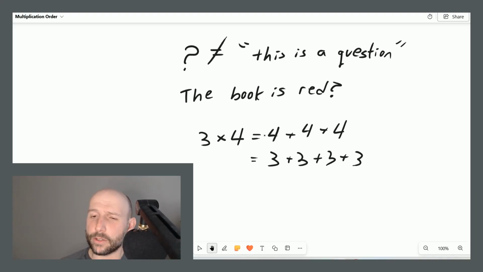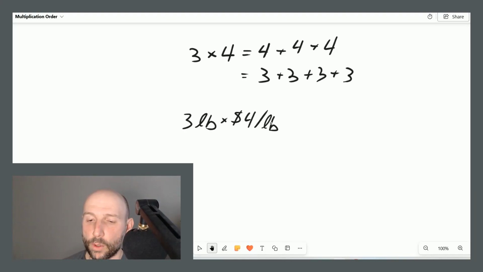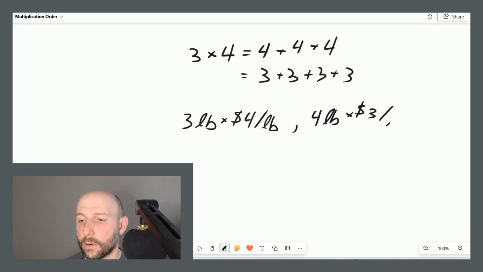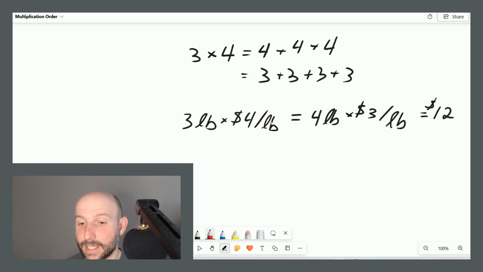And the fourth and final and most interesting argument against this statement here is that the numbers represent certain things, and as a result, order matters. For example, 3 pounds bought at $4 per pound is not the same thing as 4 pounds bought at $3 per pound, even though they both will equal $12 with the pounds canceling out. It is two different events.